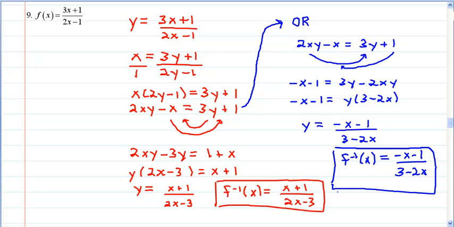The only difference between the answer in red and the answer in blue is that all of the signs are switched. The signs in the numerator are negative, and the negative and positive were reversed in the denominator. So both of these answers are correct. It just depends which direction you move your terms.